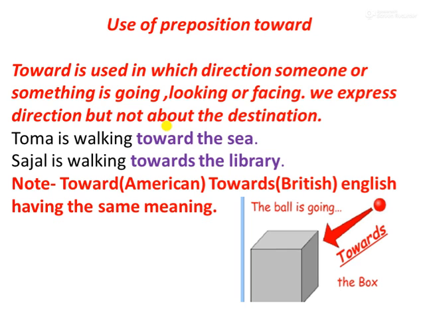For example, Toma is walking toward the sea, or Sajol is walking towards the library. Another one, going through the image you can understand it more clearly. The ball is going towards the box. So this is indicating the direction but not the destination. In case of expressing the destination, you can use to. Toward is American English and towards is British English. So both have the same meaning. That means you can use both of them alternatively, toward or towards.